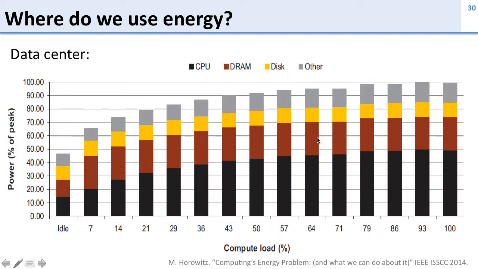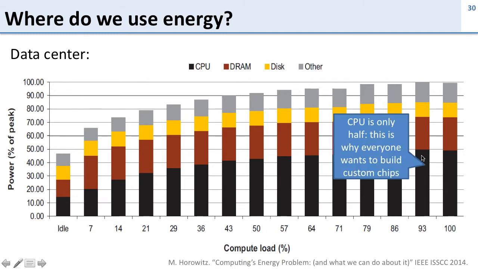Let's take a look at a data center. So here's a graph about how energy is used in a data center depending on the load on the machine. What we see here is that the CPU is only half of what's going on there. And this is why everybody wants to build custom hardware for the data center. Can they put this together and get the right mixture to bring this down? Because it's not just the CPU, there's all this other stuff. So this is why Facebook and Google are all building their own storage systems and networking and the like, so that they can try and reduce these other parts up here.